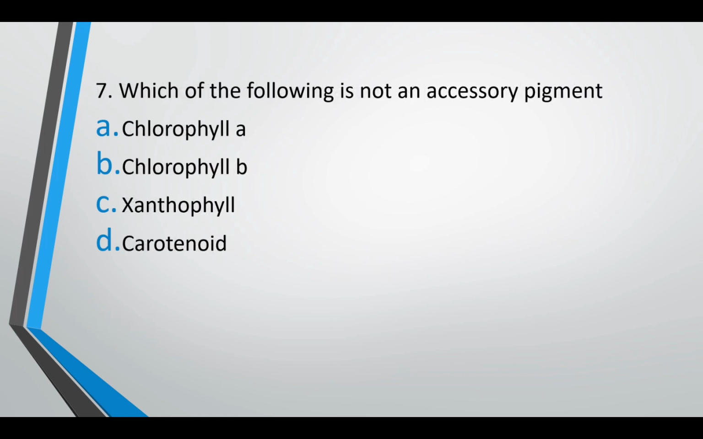Question 7. Which of the following is not an accessory pigment? Option A, chlorophyll A. Option B, chlorophyll B. Option C, xanthophyll. Or option D, carotenoid. Which of the following is not an accessory pigment? Correct answer is option A, that is chlorophyll A is not an accessory pigment.